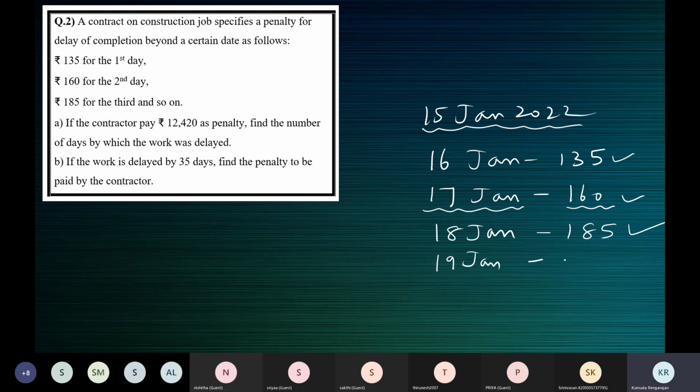210 rupees. For 20th January, assuming it is not still finished? 235. Now children, now the work is completed on 20th January. The work is complete. Now, what will you call 135, S1 or A1?